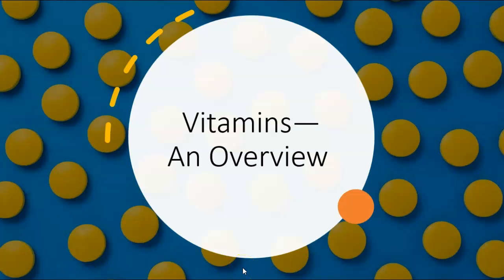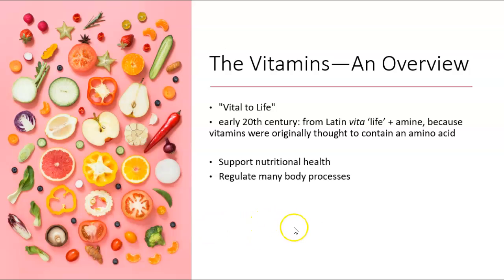So we're going to start with, and this video is only going to include, an overview of the vitamins. Vitamins were first discovered in the early 20th century, and they were named vitamins because they originally thought that there was an amino acid associated with them and that they are vital to life. It is true that they are vital to life, but there is no amino acid associated with them. But the name stuck, so we have vitamins.